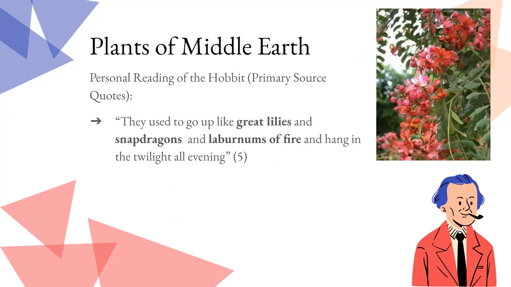Great lilies, snapdragons, and laburnums of fire. I put the laburnums up here because we can do some investigating. We can dig deeper. Laburnums are in the pea family. So we have the pea family represented, so we know nitrogen fixation is happening in Middle Earth. We can make that jump pretty easily.